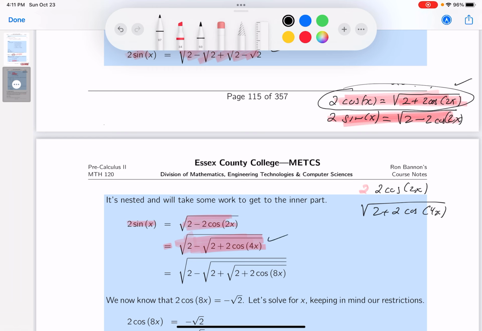And then I'm looking at that again. And let me get my eraser out, erase this over here. I'm seeing the 2 cosine of 4x. And again, I'm still using this one over here. And what's that going to equal to? That would equal 2 plus 2 cosine of 8x. All right, let me show you where that's written. That's written right over here.